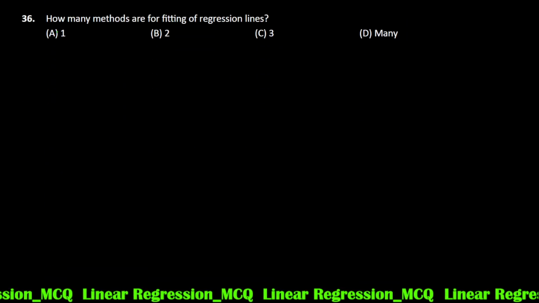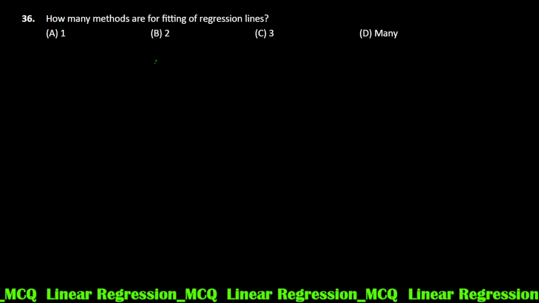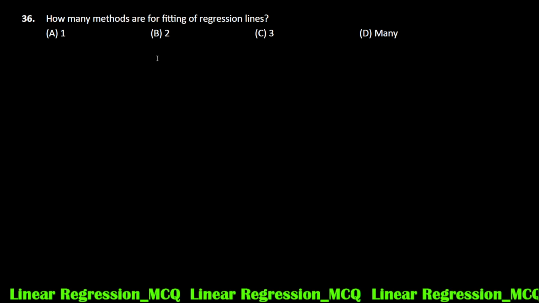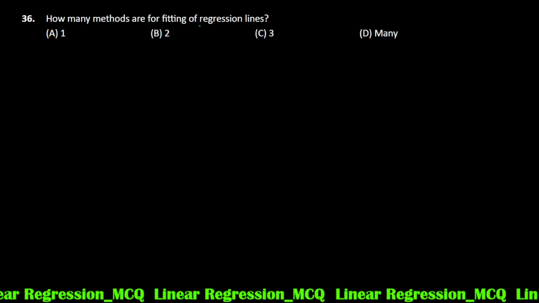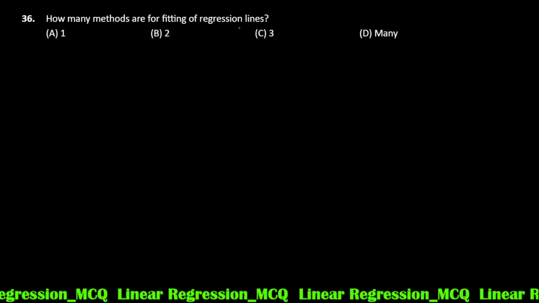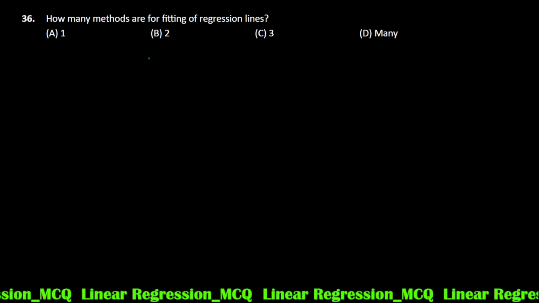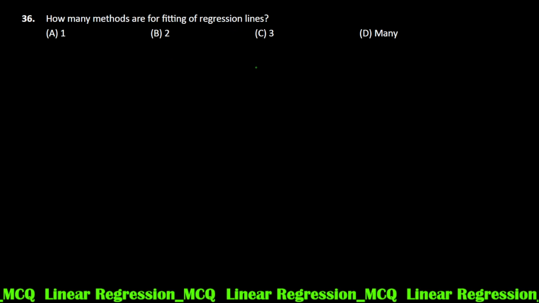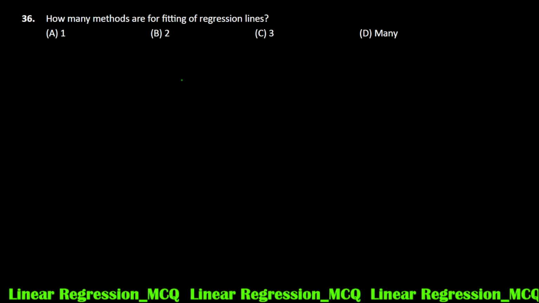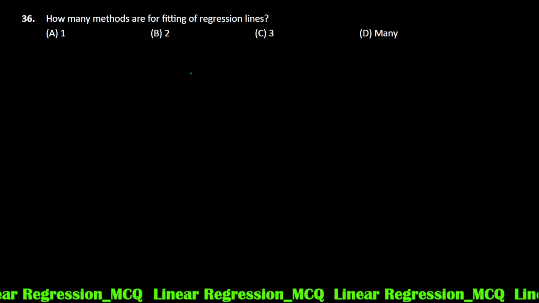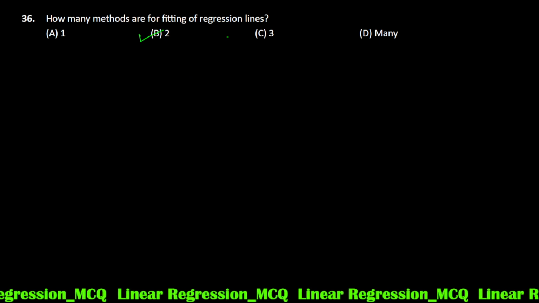Question number 36. How many methods are there for fitting of regression line? Okay, there are actually two methods of fitting regression line. One is scatter diagram method and second one is least square method. So option B is correct option.